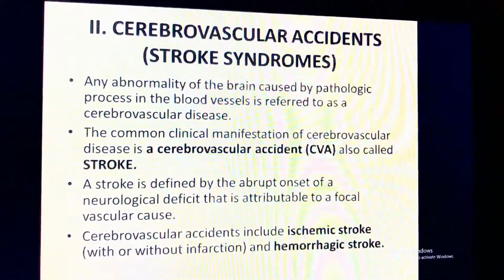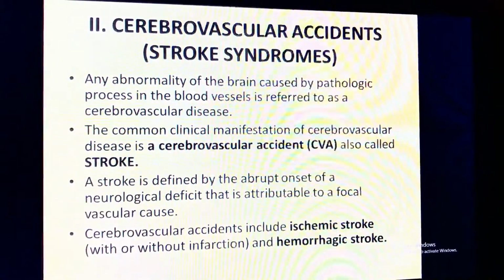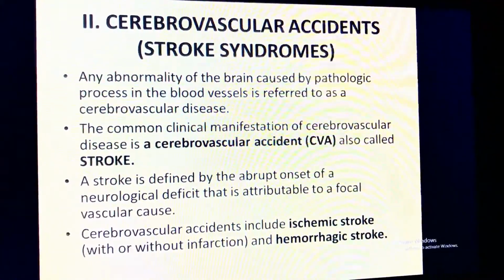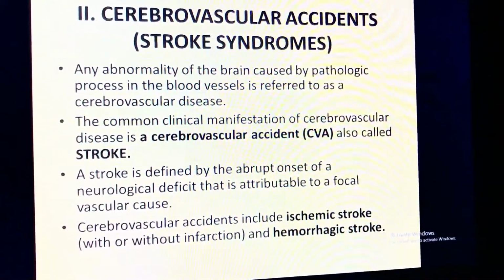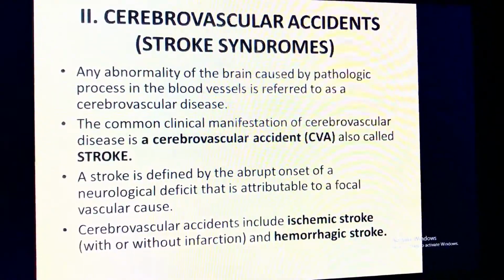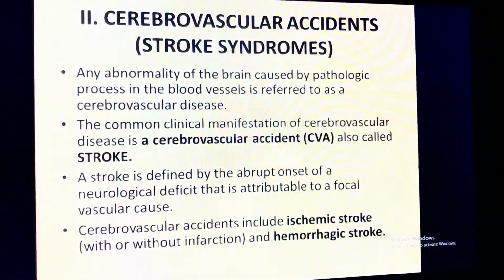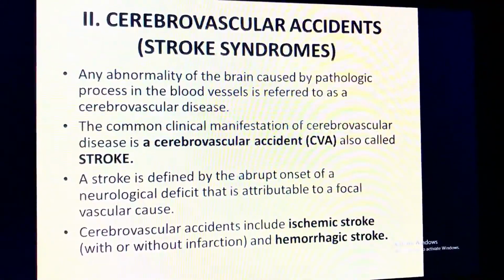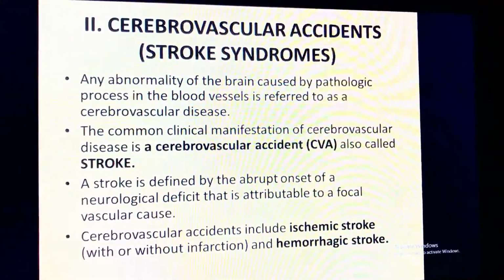Cerebrovascular accident, stroke syndrome. Any abnormality of the brain caused by a pathologic process in the blood vessels is referred to as a cerebrovascular disease. The common clinical manifestation of cerebrovascular disease is a cerebrovascular accident, also called stroke. A stroke is defined by the abrupt onset of a neurological deficit that is attributable to a focal vascular cause. Cerebrovascular accident includes ischemic stroke or hemorrhagic stroke.